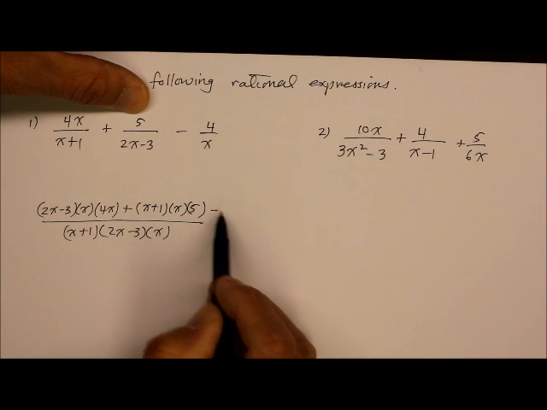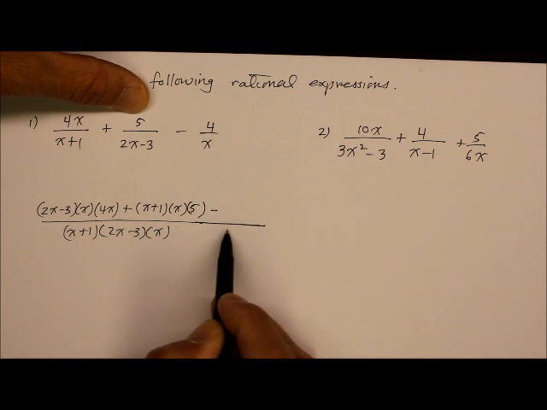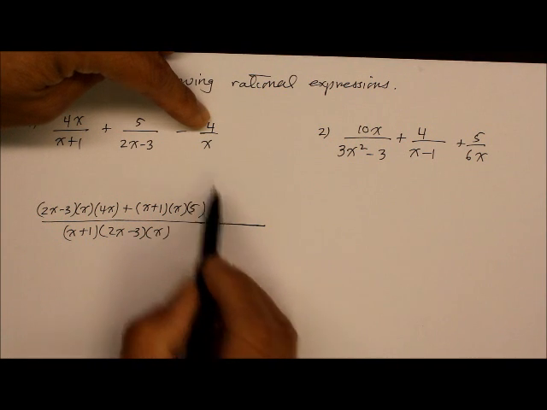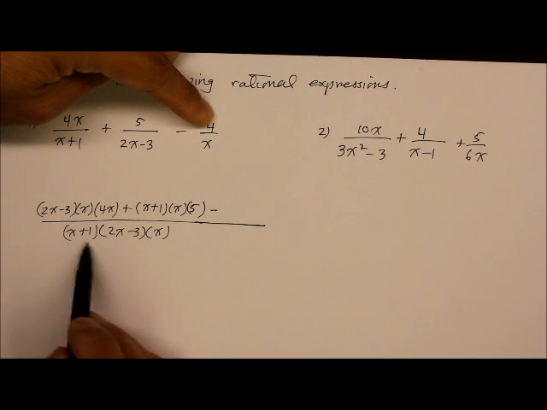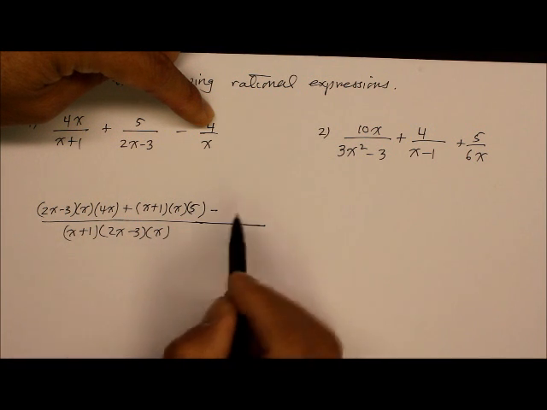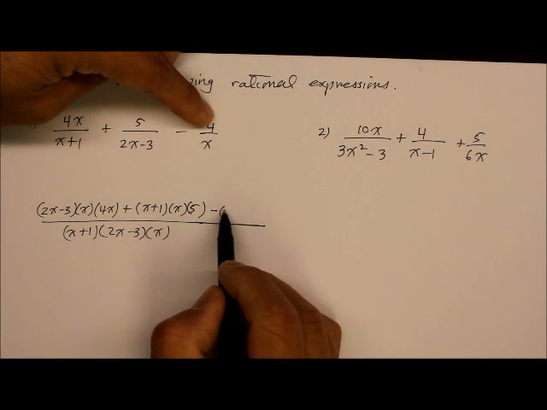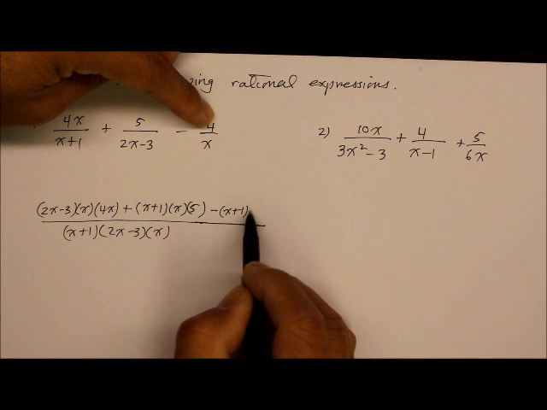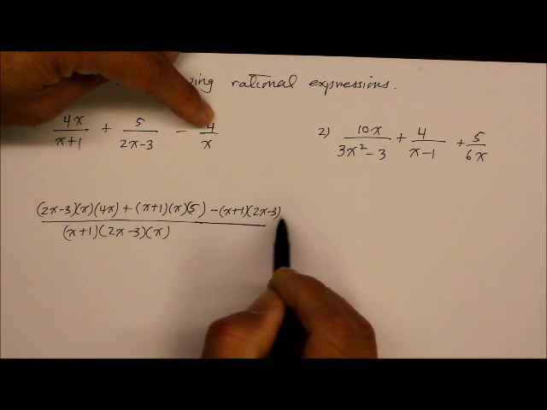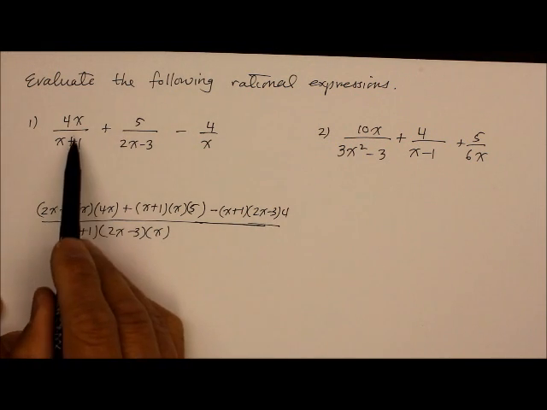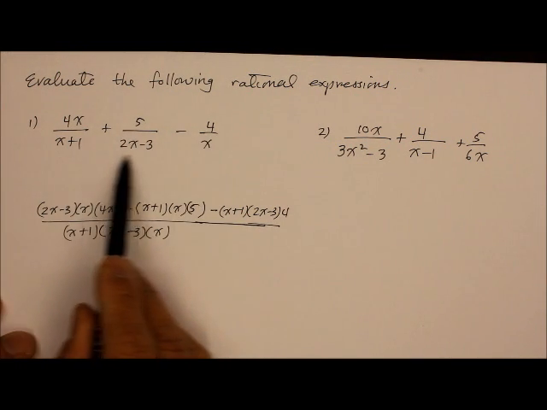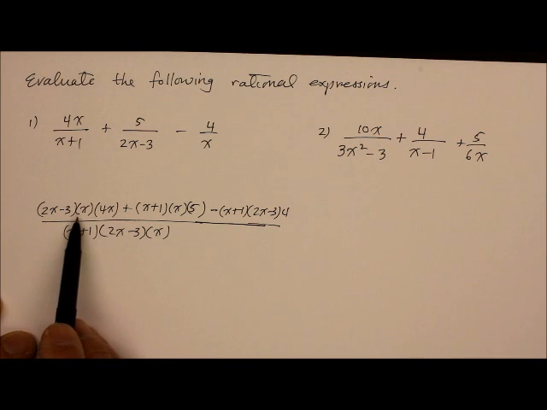Finally, minus is a continuation of the common denominator. Now what does this 4 need? It only has x. So this numerator 4 will need x plus 1 and 2x minus 3 to multiply it. X plus 1, 2x minus 3 times that numerator 4 now. And finally, that way all three numerators will have a common denominator. So we have to start evaluating. It's a mess, I know.